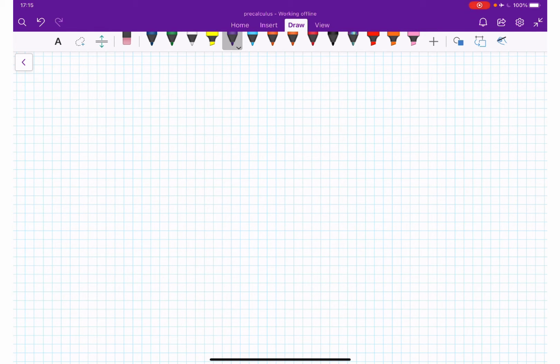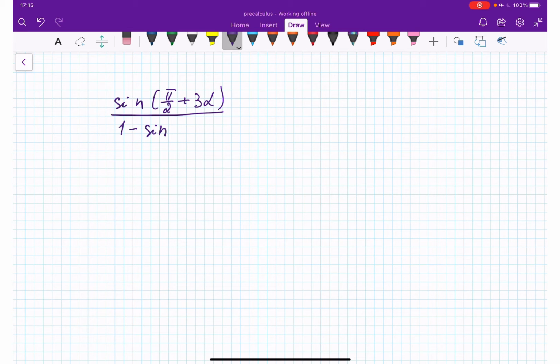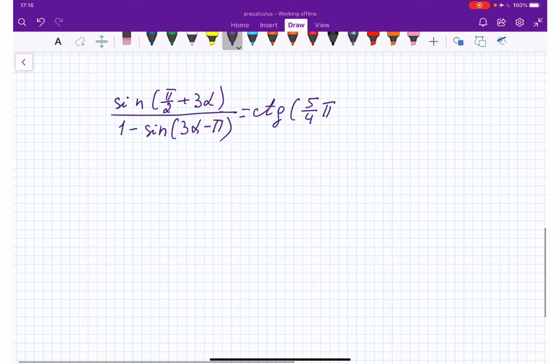Okay, we have the following task. We need to prove that sine of (half a pi plus 3 alpha) over 1 minus sine of (3 alpha minus pi) is equal to cotangent of (5 over 4 pi plus 3 over 2 alpha).